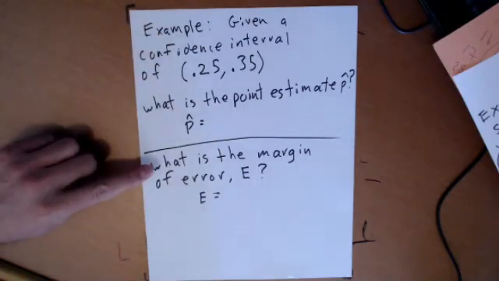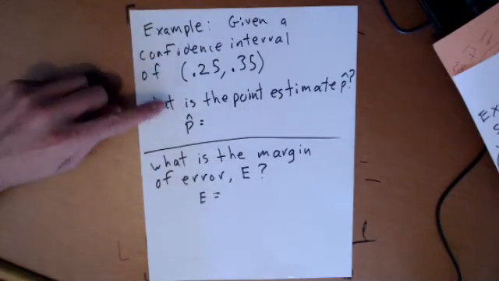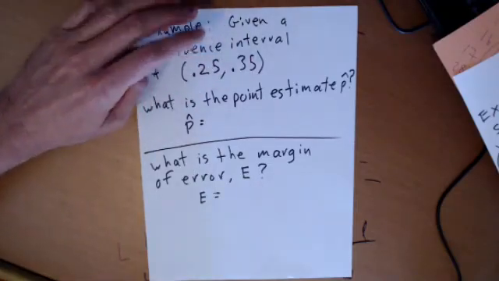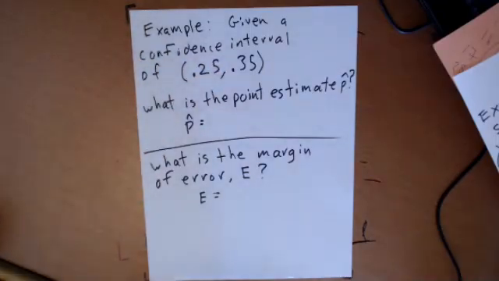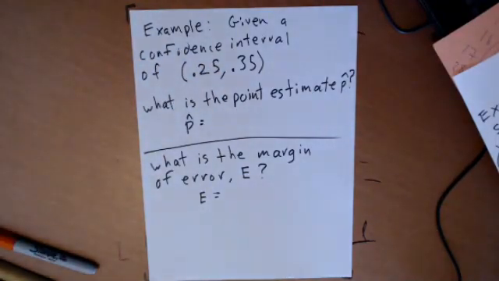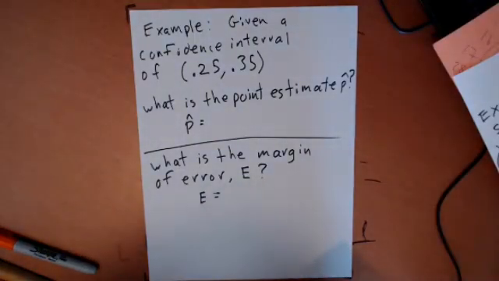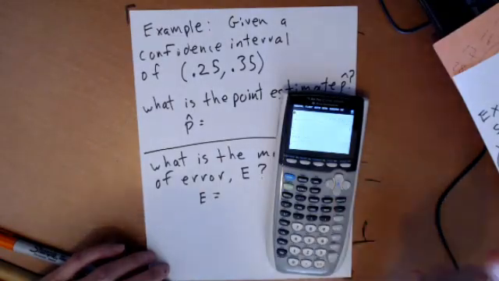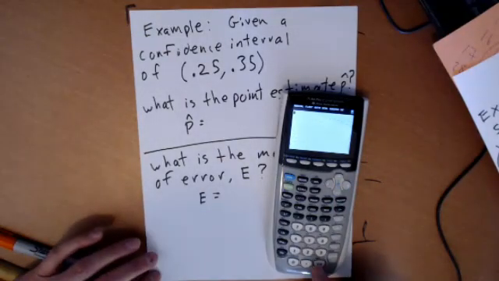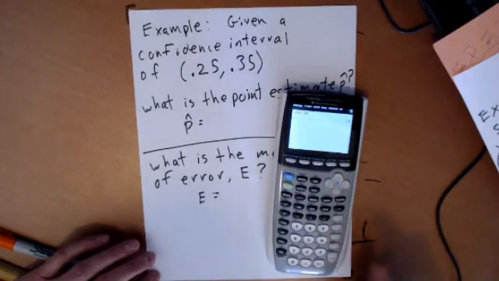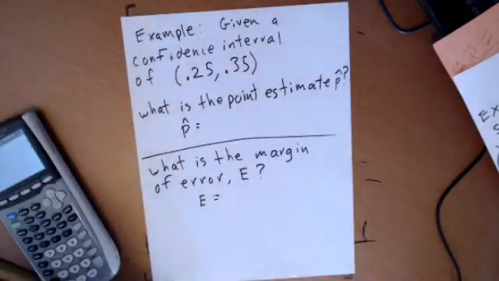Okay, and then what is the margin of error? So the point estimate. It's somewhere between 25 and 35%, or more specifically, it's exactly right between them. So what is right exactly between 0.25 and 0.35? So let's just get the average. Let's take the mean. On my calculator, I would just add them up and divide by 2. 0.25 plus 0.35, enter, divided by 2. Oh, 0.3. I didn't even need a calculator.